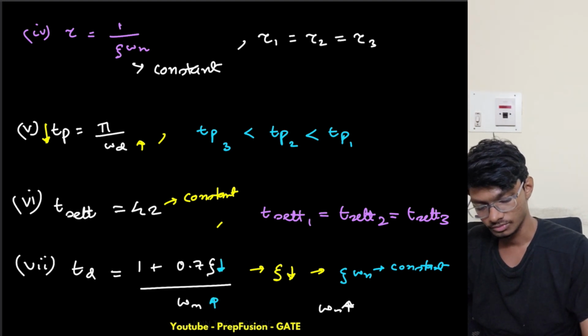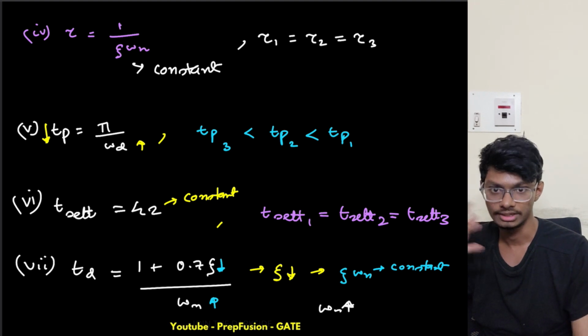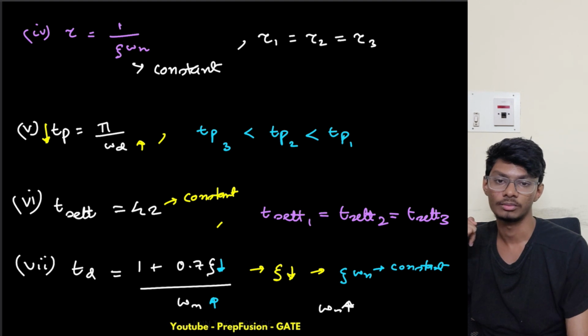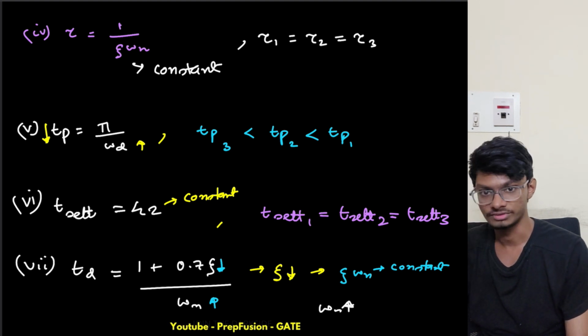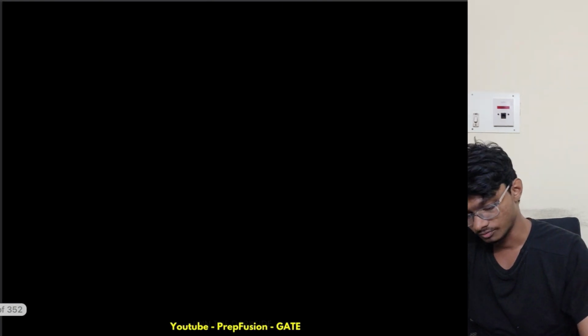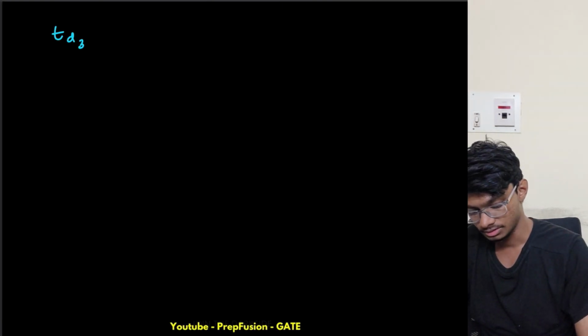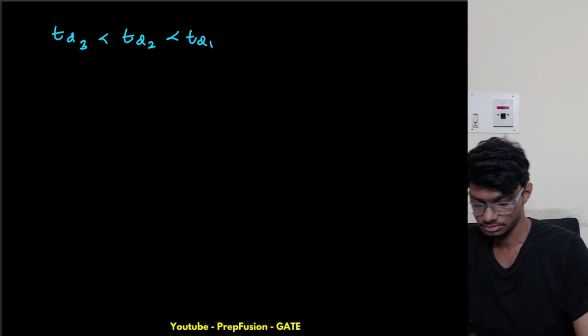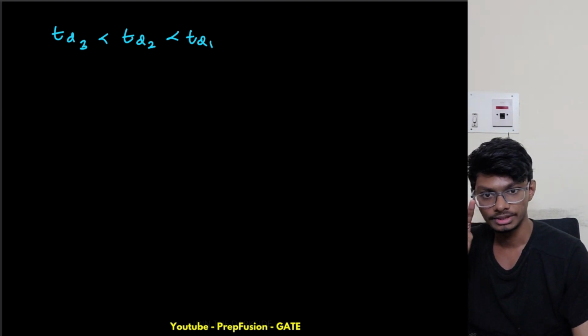So this overall numerator is reducing and denominator is increasing. What happens? Numerator from 2 becomes 1 and denominator from 2 becomes 4. So obviously the whole value reduces, so my delay time is reducing. So my TD3 will be less than TD2 will be less than TD1. Okay, so this will be about my delay time.